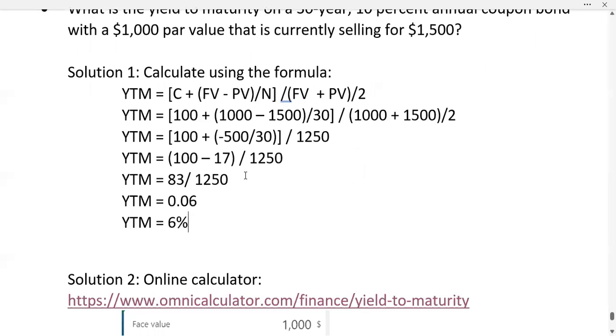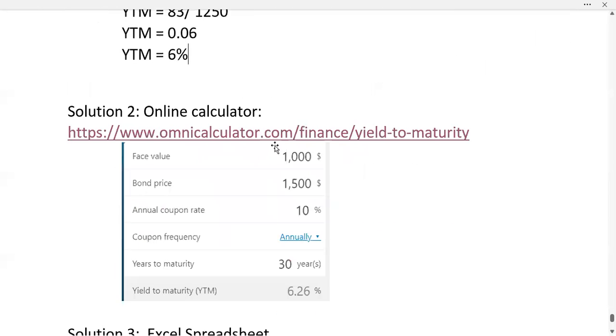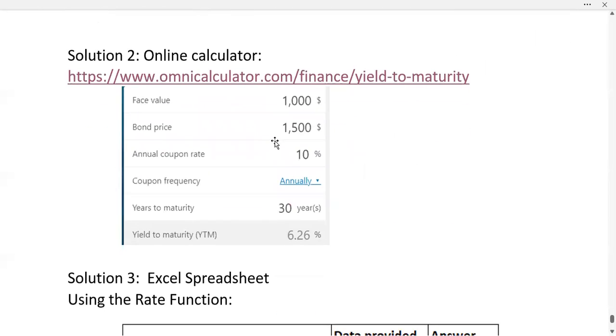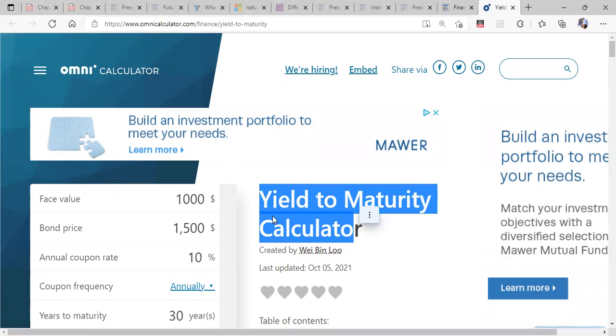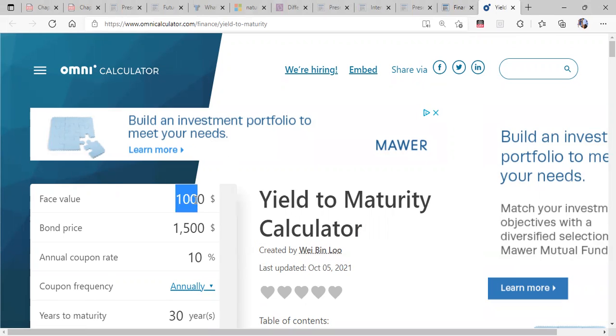Alternative to solving this way, you can also use an online calculator. In this case, I recommend using the Omni Calculator, and you can enter the data as you see here. So when you open the Omni Calculator website, you want to go to the yield to maturity calculator, and we enter the data, same as what we calculated before. So your FV, or face value, is $1,000.